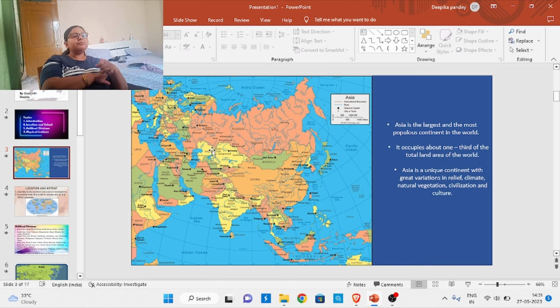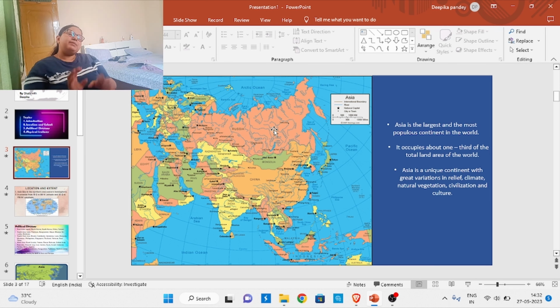Okay, now as of now I have spoken about the introduction, the location and extent, and the political divisions of the continent. Okay, apart from this, children, I would also like you to be introduced to one of the terminologies which is used for Asia. That is, it is also known as the continent of extremes.